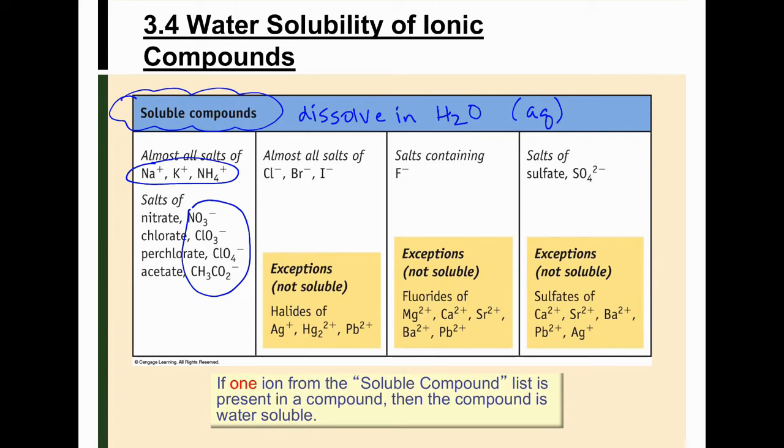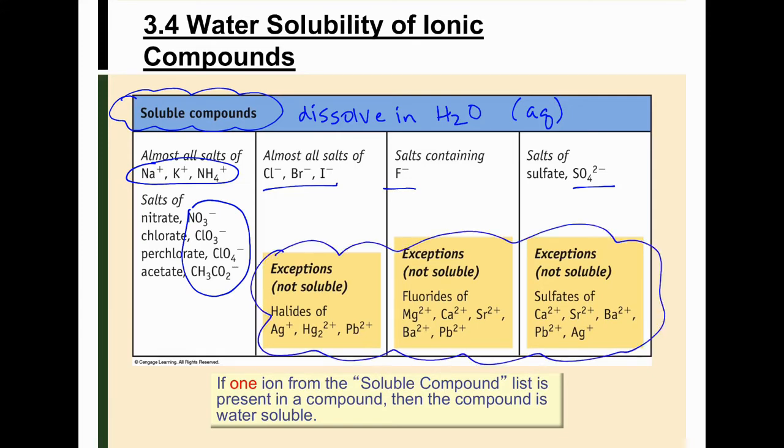All of those are always soluble. So if I have sodium nitrate, definitely soluble. If I have calcium nitrate, definitely soluble. If I have ammonium hydroxide, definitely soluble, etc. You also see that most of our halogen anions are soluble, most fluorides, most sulfates, but then you start to see that there are some exceptions.